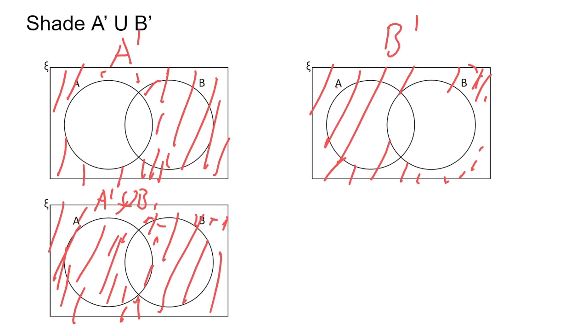Which means if you put these two on top of each other, the only part that's not shaded is this part. And if you think through that logically, it's the only part that's either not in A or not in B, because it's in both A and B. So it's the only one that's in both.